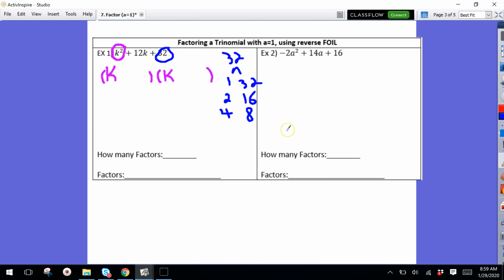We're going to start with the smaller numbers first, because 90% of the time that's going to work. If that doesn't work, then I would try 2 and 16. So let's try 4 and 8.